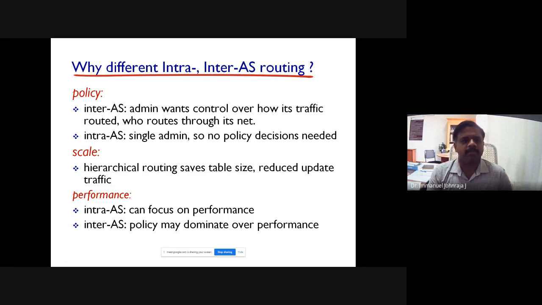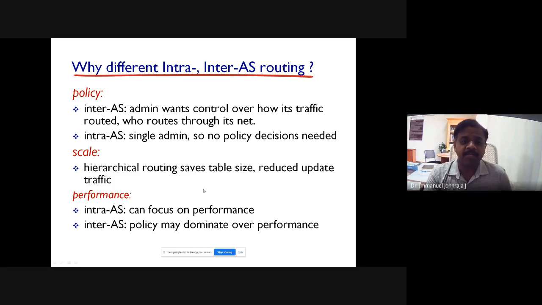Okay, so just to summarize, why should we have different intra-autonomous system and inter-autonomous system routing? Policy. In inter-autonomous system routing, the admin wants control over how the traffic is routed, so who routes through its network. But in intra-autonomous system routing, there is no policy, because it all comes under a single admin.